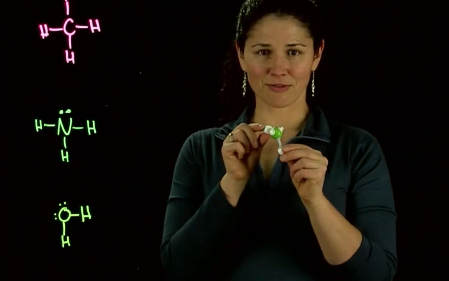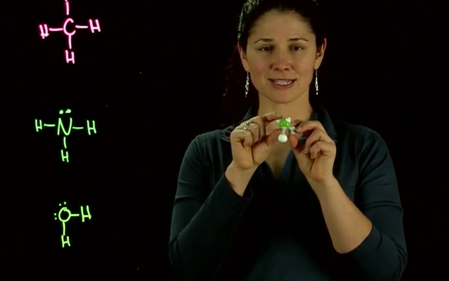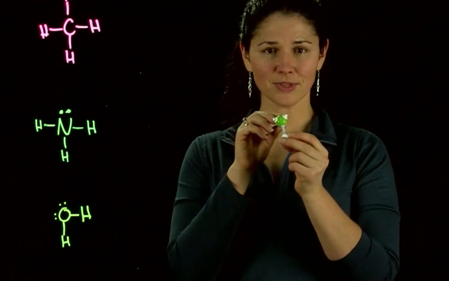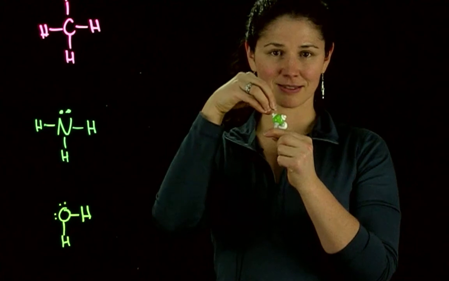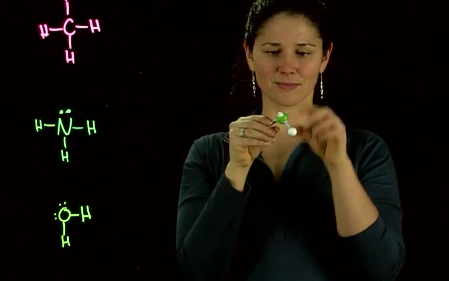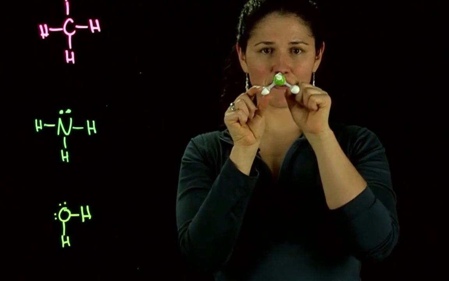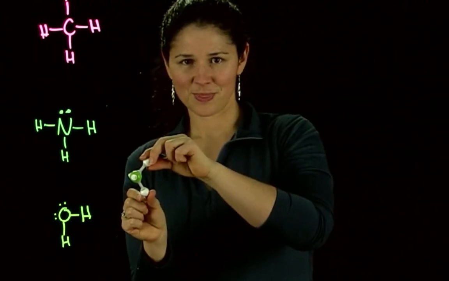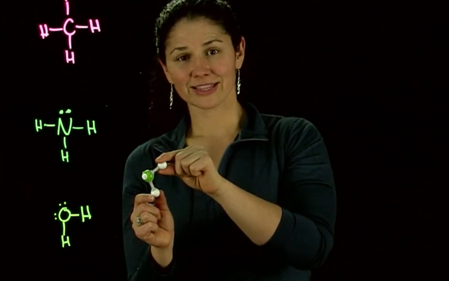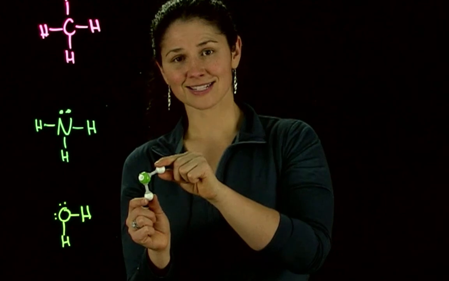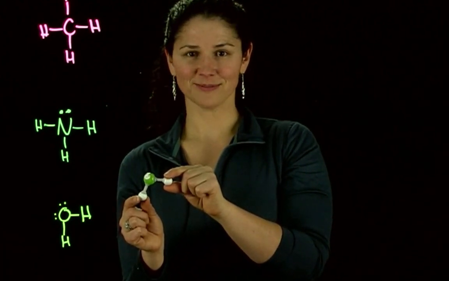Here's an example of a model that looks like water. This time I've represented my central oxygen with a green ball. My 2 lone pairs are represented by these little nubbins. Really, they would be taking up space in either direction here, and therefore this is a bent shape. So that's my model for water. The bond angles are less than 109 degrees because it has a tetrahedral electronic geometry and a bent molecular geometry.